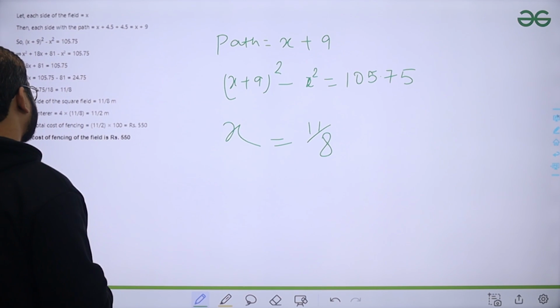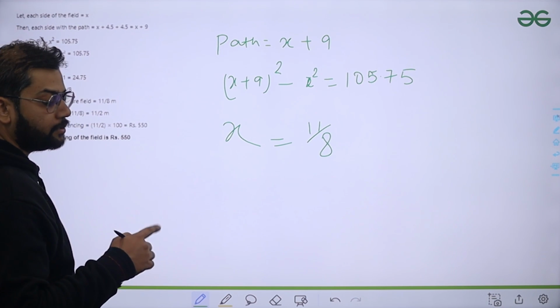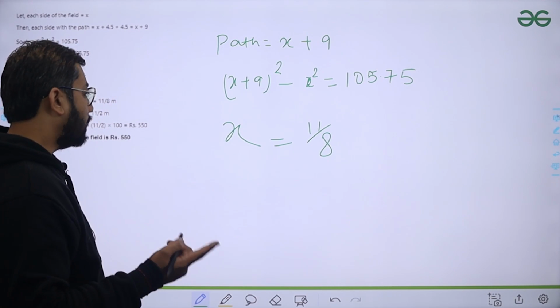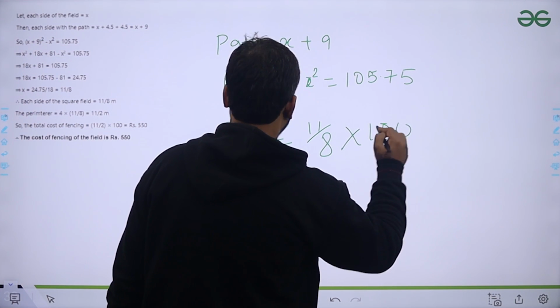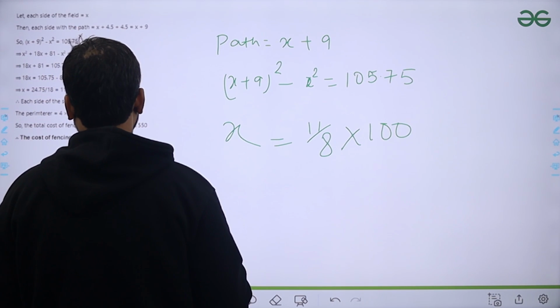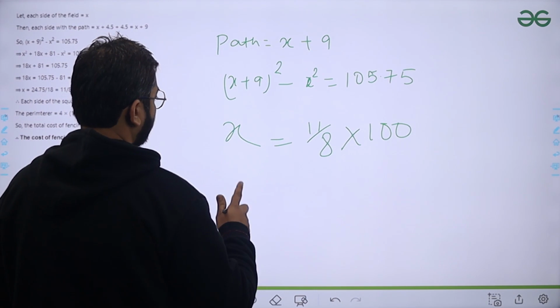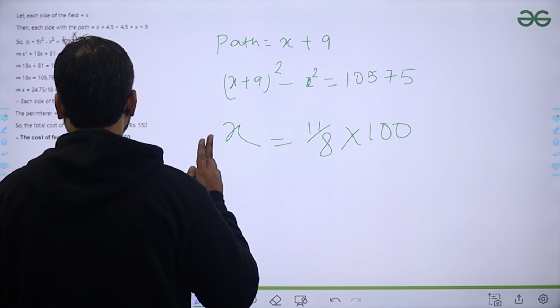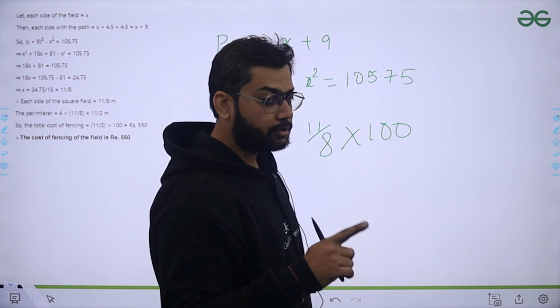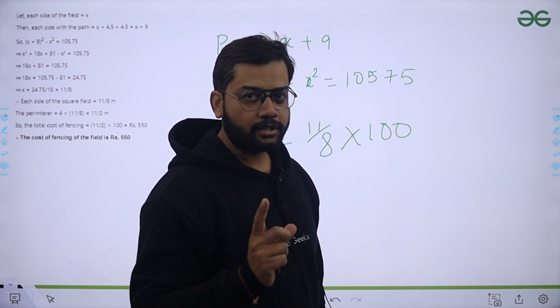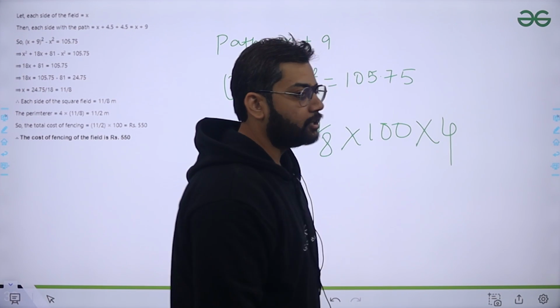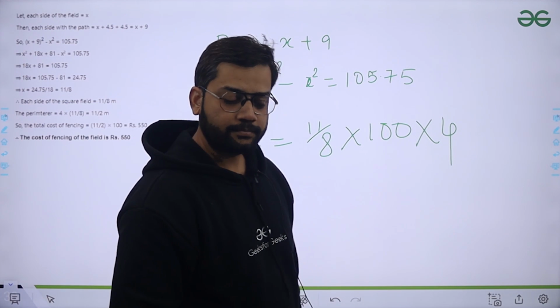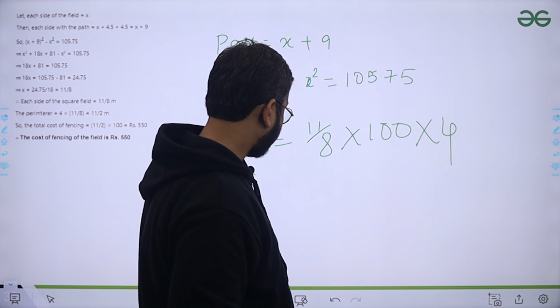Now, since the fencing cost is 100 rupees per meter, we multiply by 100. For each side we have got this value, and if we multiply it by 4, we get the fencing value for all 4 sides. That's it.